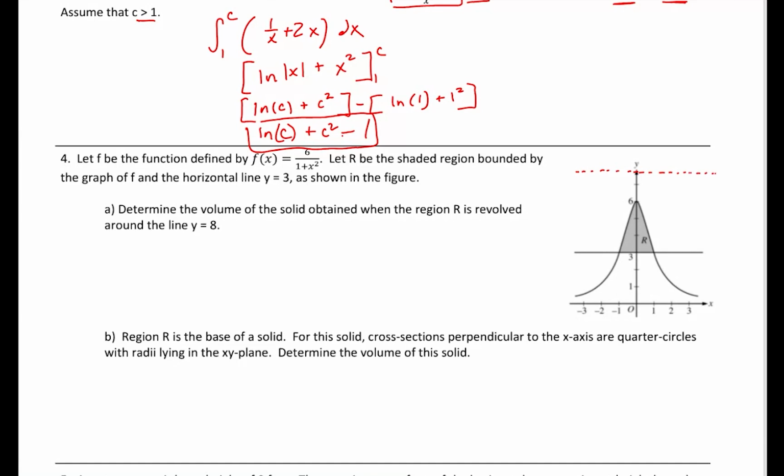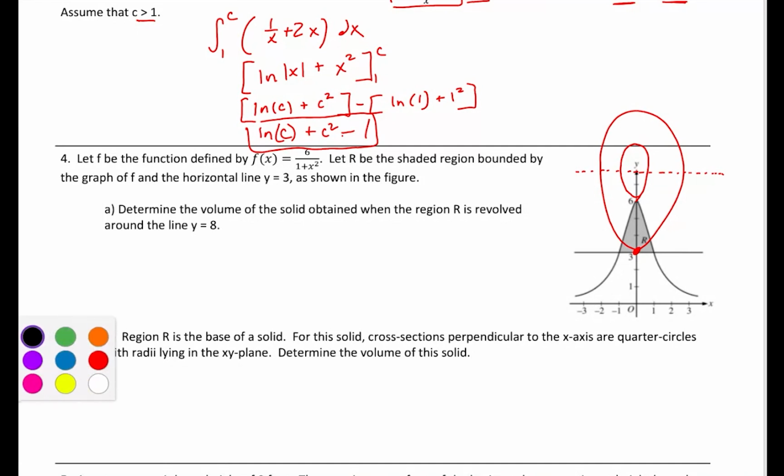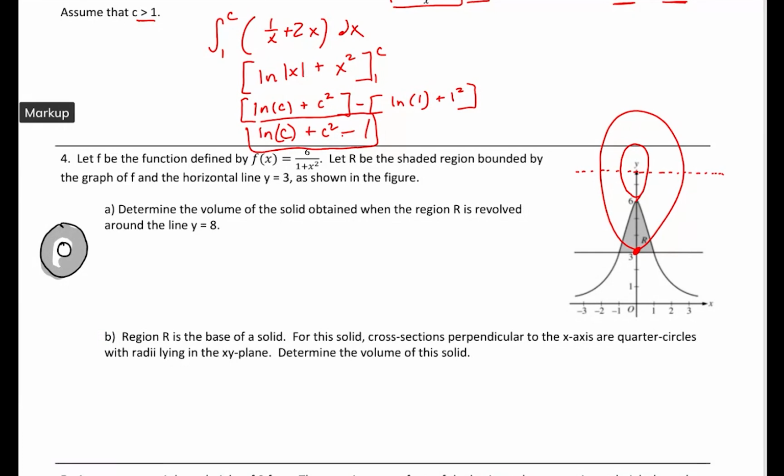And so what's kind of tricky about this problem is that the function on top, which is the 6 over 1 plus x squared, ends up being related to the smaller circle, right? Whereas this boundary, this y equals 3 line, is what's going to be related to the radius of the big circle. So let's go ahead and set that up, right? Our cross sections are going to be these little washer looking things. Okay, but be careful about the radii here.